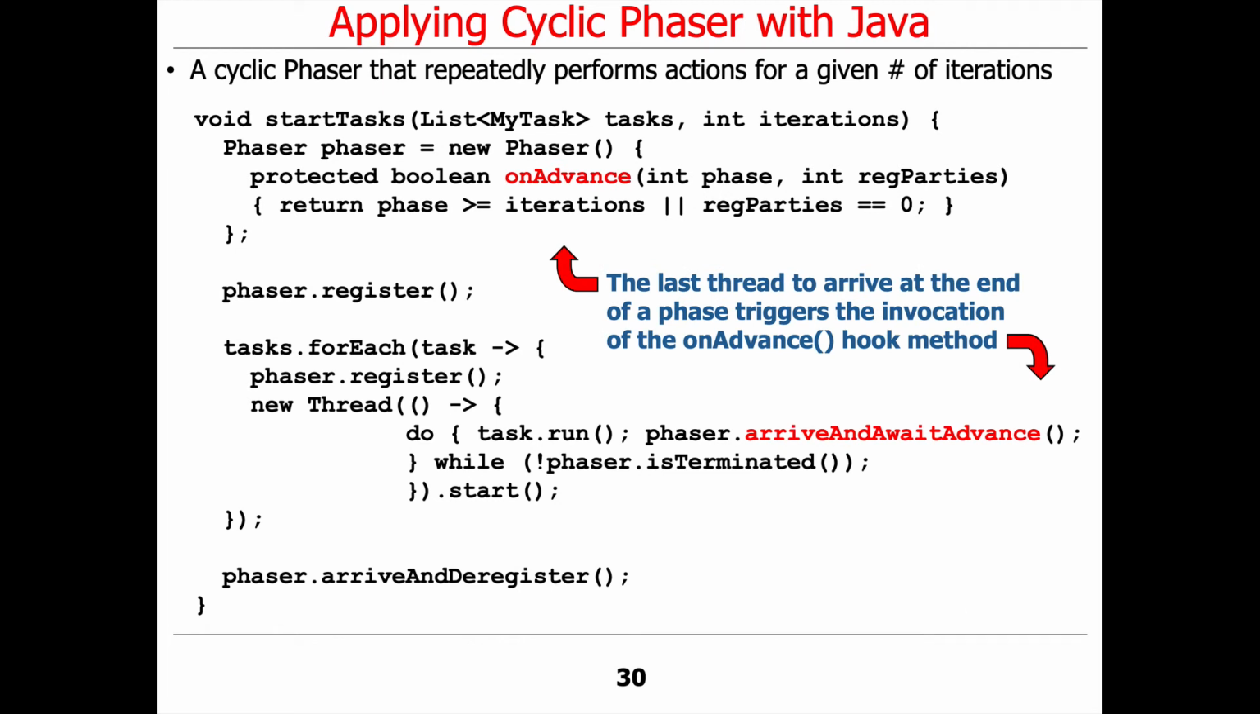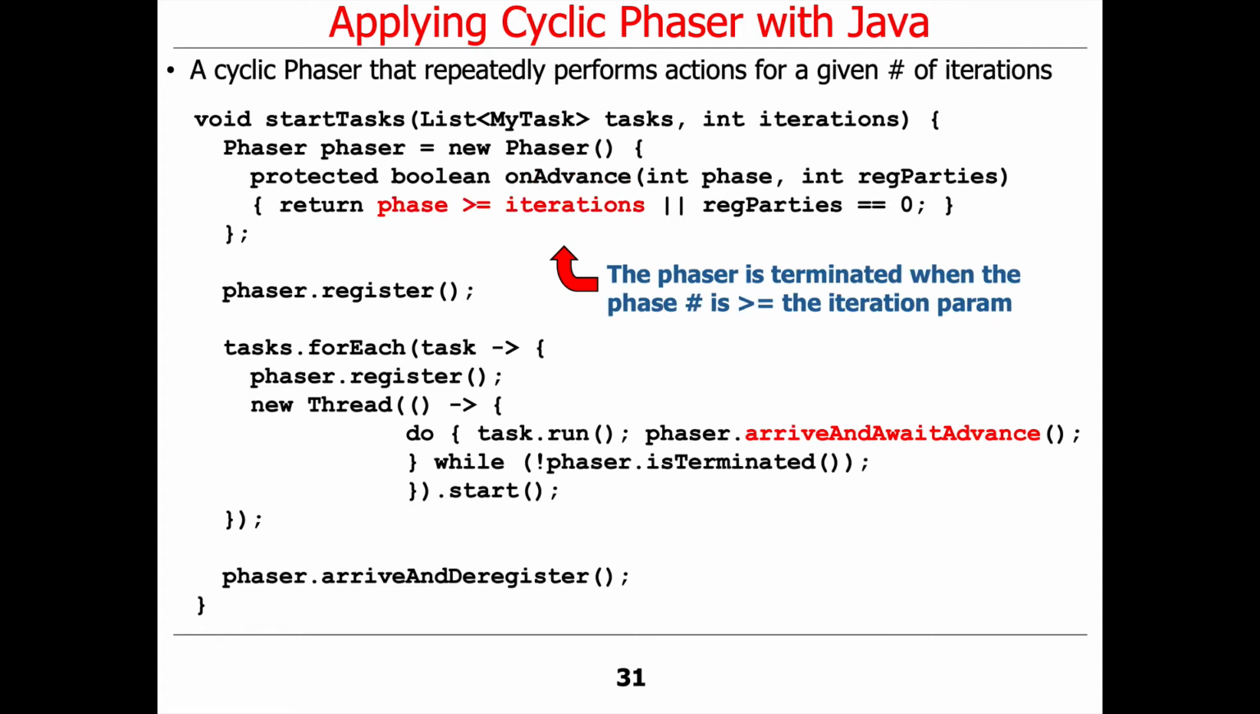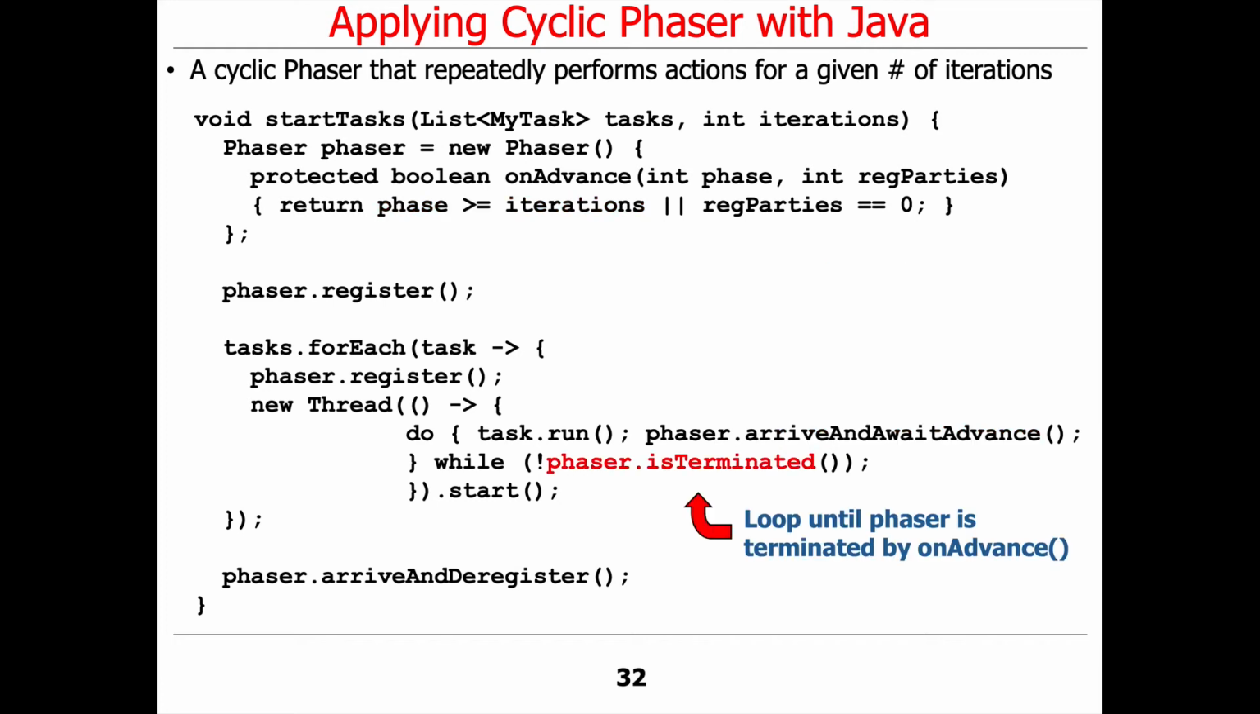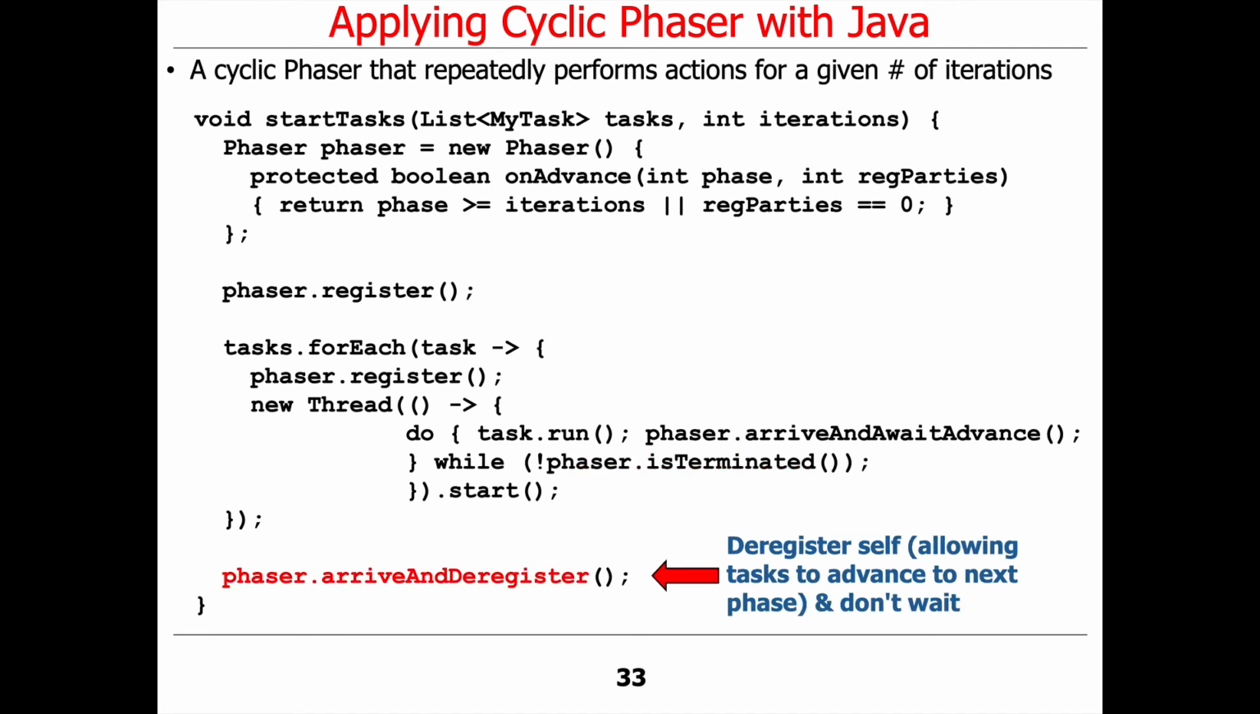Note that the last thread to arrive at the end of a given phase will trigger the invocation of the onAdvance hook method. What that does is check to see whether or not the phase number has advanced to be equal to the iterations parameter that was passed in the parameter list to startTasks. Finally, the conditional portion of the do-while loop will check to see if the phaser has been terminated. If it has been terminated by the previous call to onAdvance, it'll shut itself down and that loop will exit. Finally, you can see here that the phaser arriveAndDeregister method is called to deregister the calling thread, thereby allowing the tasks to advance to the second and subsequent phases. And we also don't want to block or wait, so this will return back to the main calling thread.